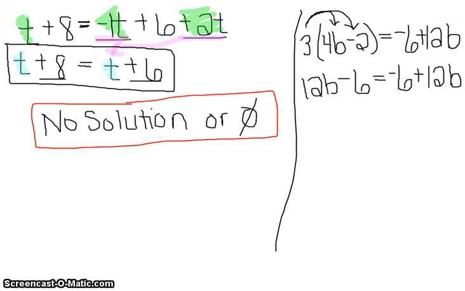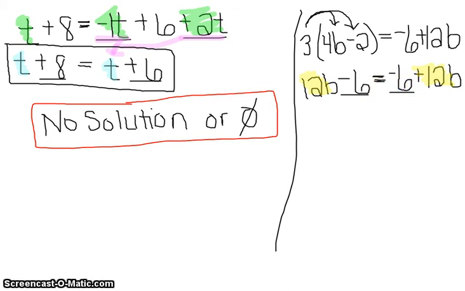Now let's look at this. Let's do this with yellow, let's identify our linear terms. I have a 12b and I have a 12b, and they are on opposite sides of this equal sign. So just like I did in the problem over here, I do have the exact same linear term. Alright, well let's look at our constant terms. I have a negative 6 and a negative 6.